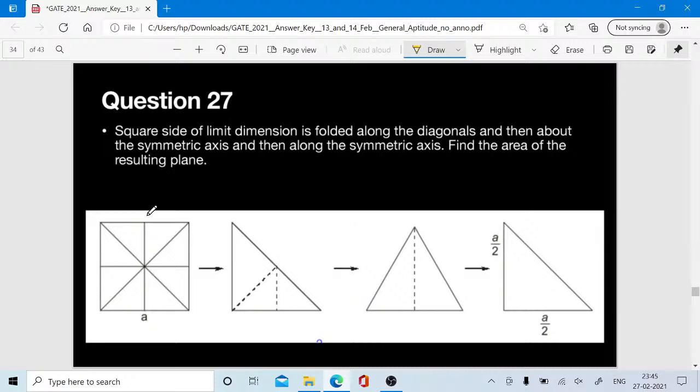Let's see the next question. Question 27. A square of side a is folded along the diagonals, and then about the symmetrical axis. Find the area of the resulting plane. तो resulting plane का area क्या होगा वो हमें बताना है.